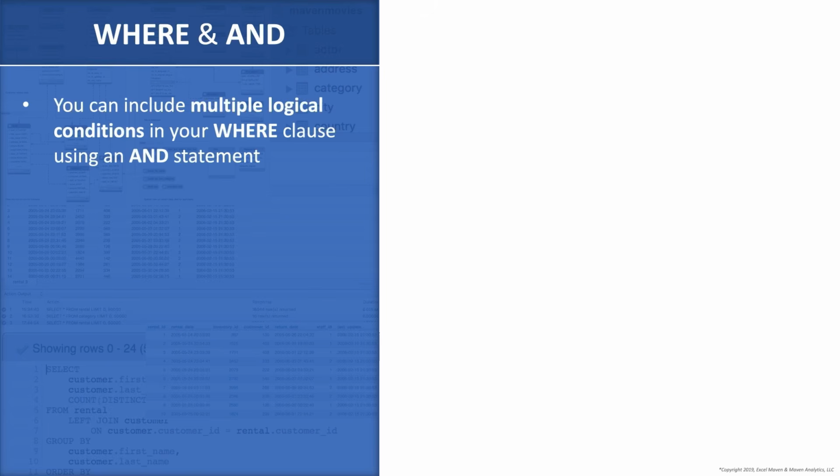Now you've learned how to filter down your data set using a where clause. But what if instead of applying just one filtering criteria, you wanted to apply multiple criteria at the same time? You're able to include multiple logical conditions within one where clause when you use an AND statement. When you use AND, the server will only return records which satisfy all criteria you list.